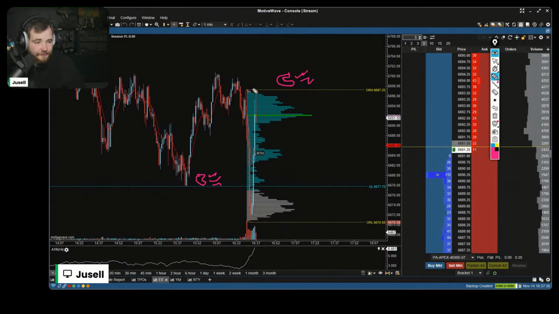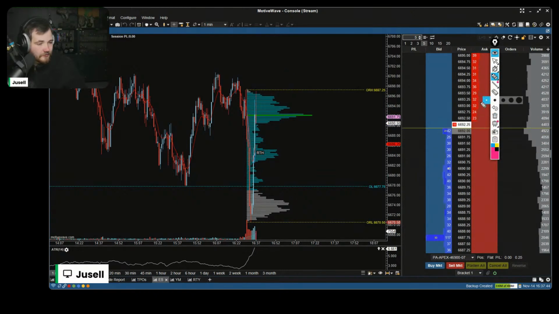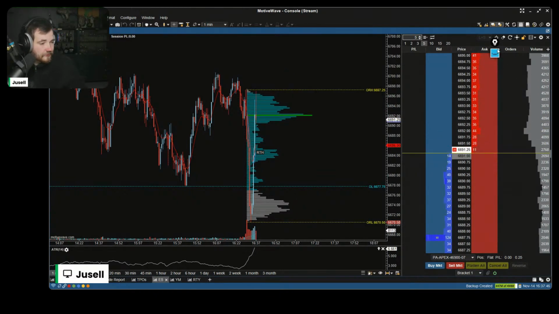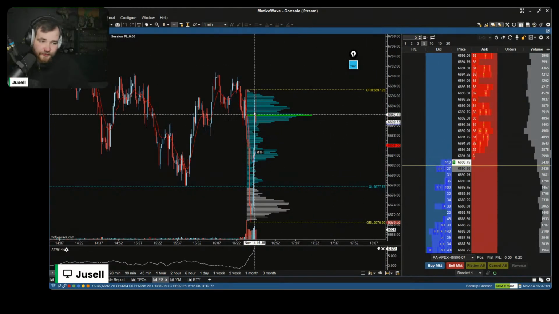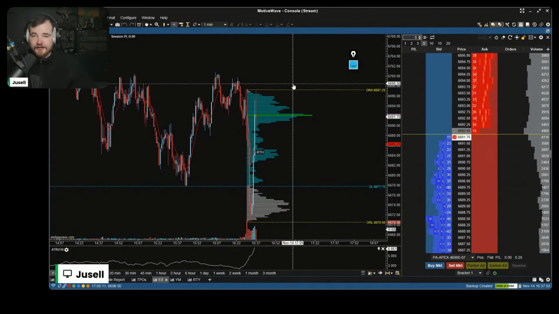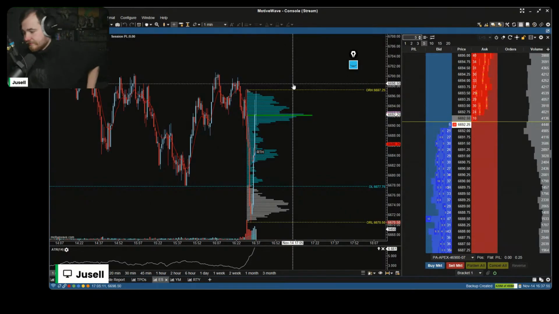Did not quite take it. You can see it was like a few ticks away from it. Maybe I jinxed it. It's gonna bamboozle me with a pullback, and then it's gonna take it, and then we're gonna be here for a longer while.